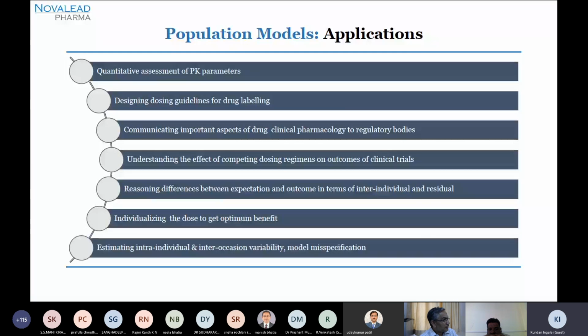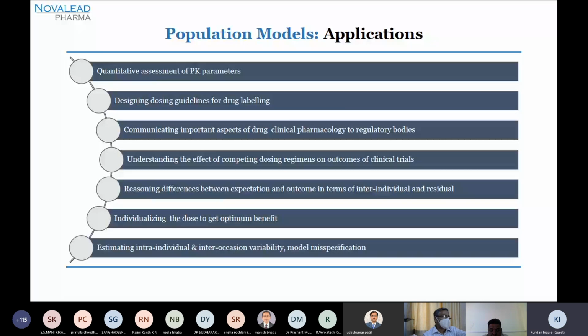You can also have, one of the important things, reasoning for the difference between expected and the outcome in terms of inter-individual and residual variability. I heard somebody asking a question: are the in silico results mapping to the in vivo results? Yes, they do map. There are some differences in those results. I prefer calling them residuals between the computational predictions and the actual results. So there are definitely some residuals, but they are definitely within a certain acceptable range.